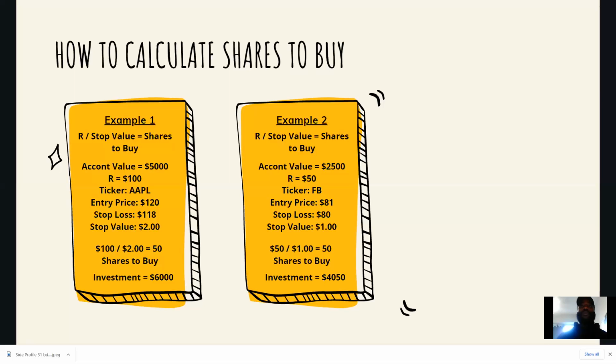So with our second example, we're going to use the same formula, just plug in a few different numbers. We have at the top our formula: R divided by the stop value equals the shares to buy, okay? Next, our account value here is 2,500. So half of our first one, which will give us an R of $50 now, because 2% of 2,500 is 50. With this one, we're going to be using the ticker Facebook. Our entry price is $81 and our stop loss is $80.